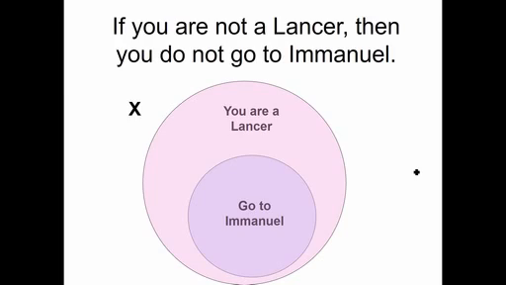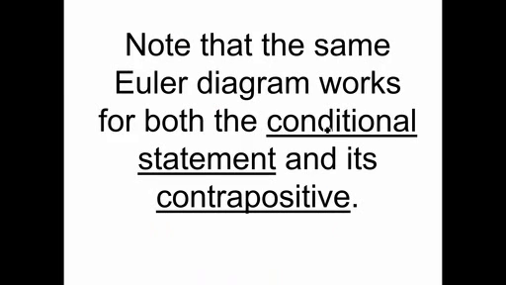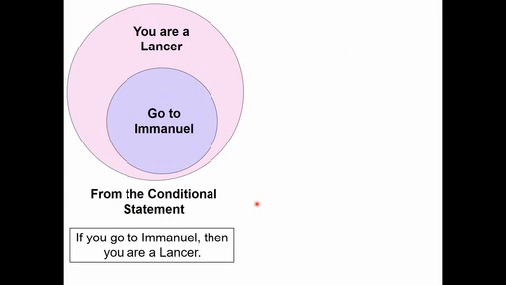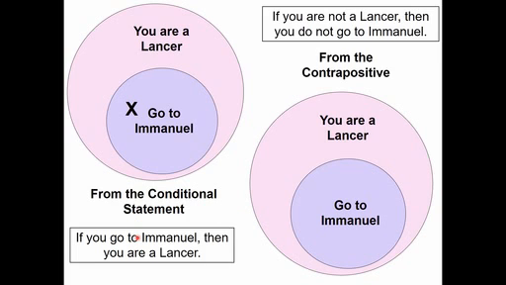So something to note, the same Euler diagram works for both the original conditional statement and its contrapositive, and you'll find that to be true every time. So here you see the first one: if you go to Emmanuel, then you are a Lancer. Here I've got the same diagram: if you are not a Lancer, then you do not go to Emmanuel. We'll get this word in a bit, but we say that these two sentences are logically equivalent. They mean exactly the same thing.